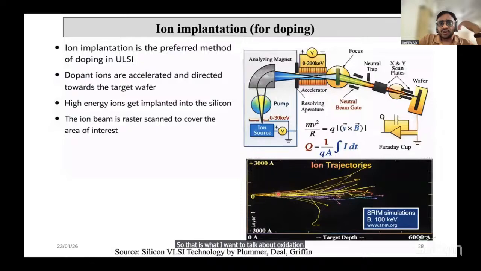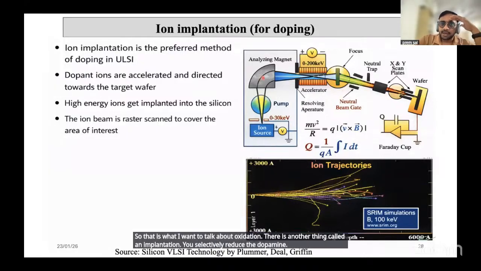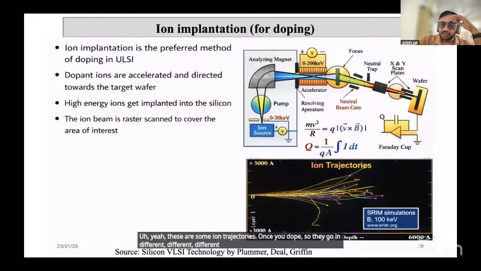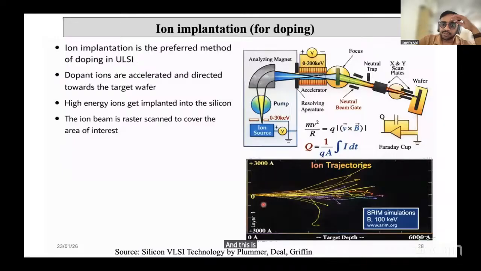There is another thing called implantation. You selectively introduce the doping atoms. Basically, ions are directed onto this wafer through all this stuff. These are some ion trajectories. Once you dope, they go in different directions. This is the silicon depth, if you consider.